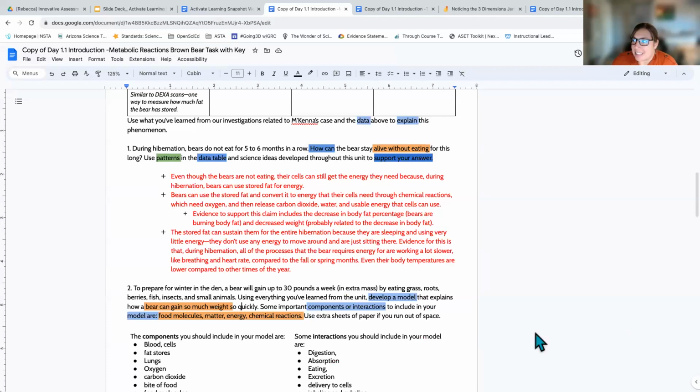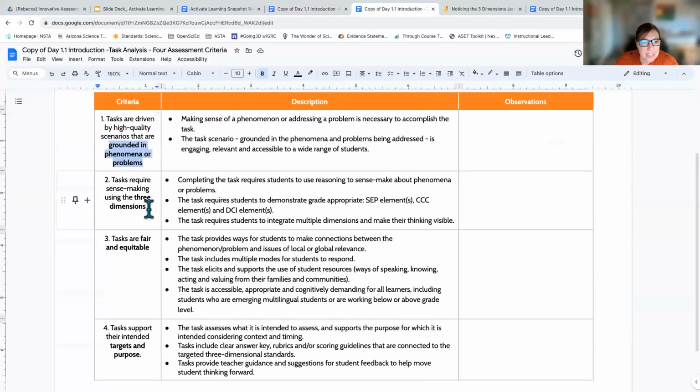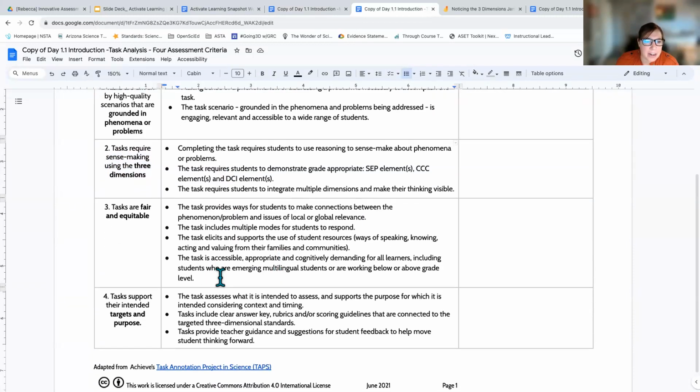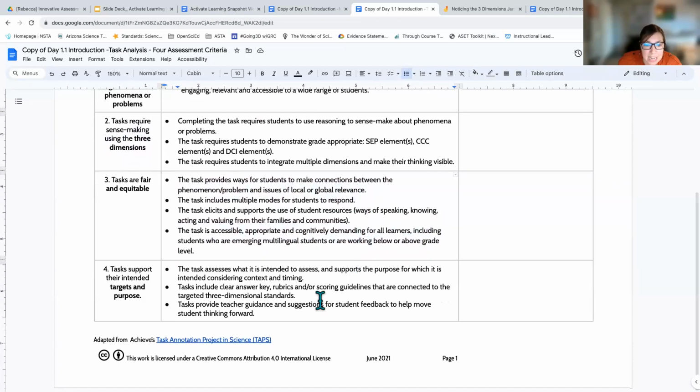Any other thoughts? All right, so let's go to this. We found some of this. We definitely found some 3 dimensions. I could probably go back and add in energy and matter as well, because I found patterns. Fair and equitable. Are there multiple modes for students to respond? Does anyone want to touch upon number 3?